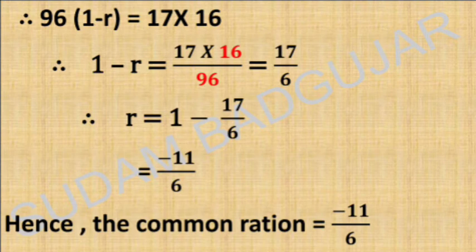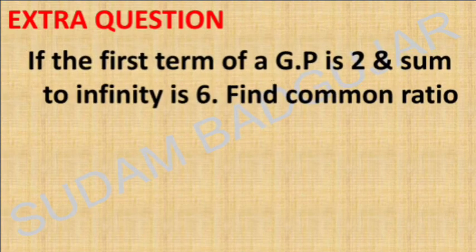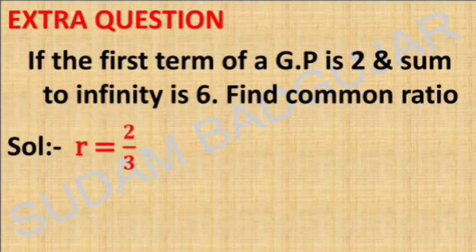Now the same type of question for practice, that is an extra question. If the first term of a GP is 2 and the sum to infinity is 6, find the common ratio. Just try this one. Now question number 5 from your textbook.